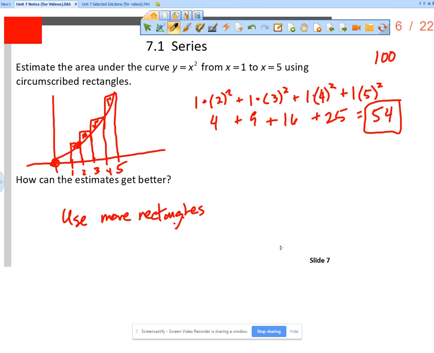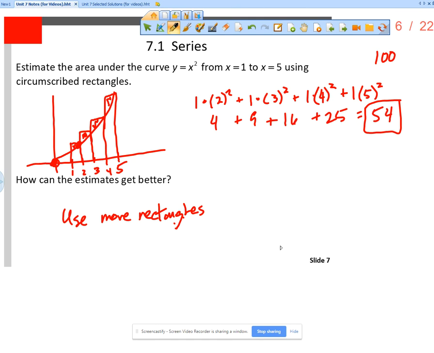This is the video for section 7.1 notes, slides 8 and 9, but we're starting on slide 7 just to jump off of there. All right. So slide 7 asked us to estimate the area under the curve y equals x squared from 1 to 5. And so we basically came to the realization that if we use more and more rectangles, we are likely to get better and better estimates.